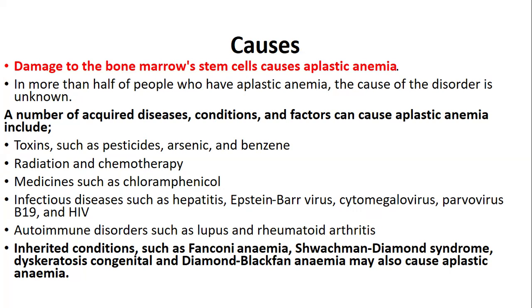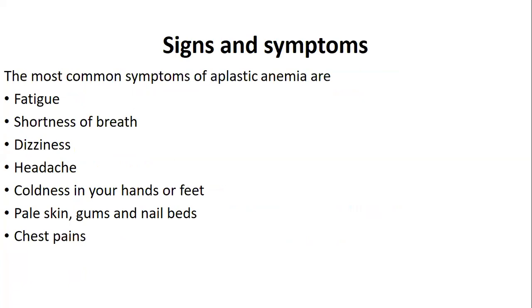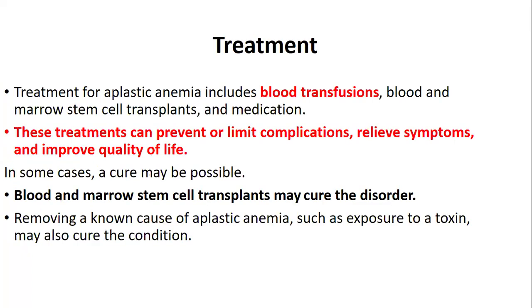Infections such as HIV can also cause this, as well as autoimmune disorders. Inherited conditions such as Fanconi anemia, among others, can also result in aplastic anemia. Signs and symptoms of this type of anemia include almost all of the traditional signs and symptoms of anemia, and patients also experience some chest pains.